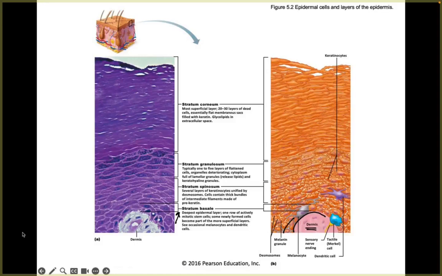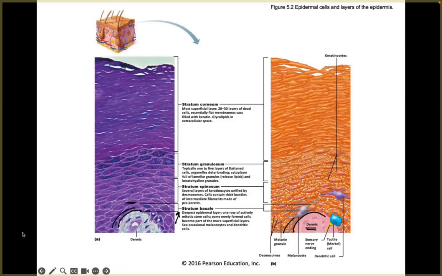It's about one row of what we consider actively dividing cells. That's why we talked a little bit about mitosis, so you can understand what that means. Some of these new cells will become part of a more superficial layer as we go through. Occasionally you'll see melanocytes and dendritic cells here as well, and we'll talk about what those are. And so then you can go up to this next layer.